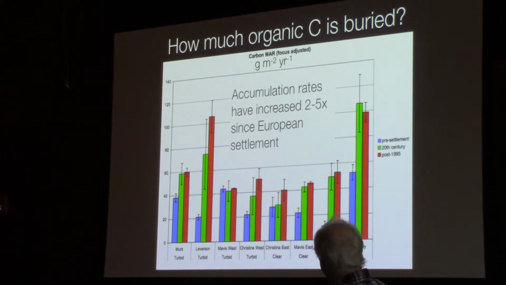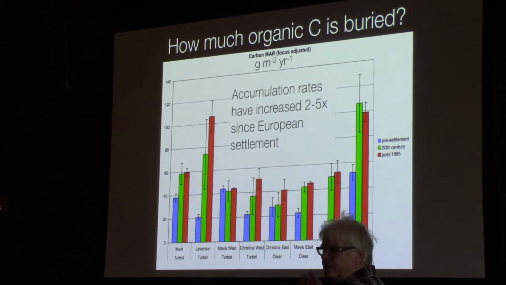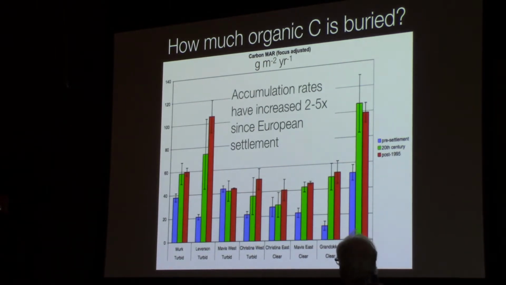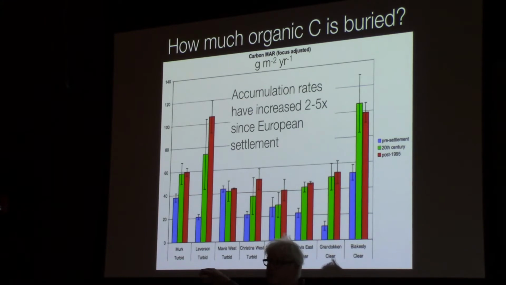And so they all tend to accumulate more. They do it at different rates in these different systems. But the other thing I wanted you to get from this figure is we don't seem to see any clear differences between the clear systems versus the turbid systems in terms of how much carbon is being buried.